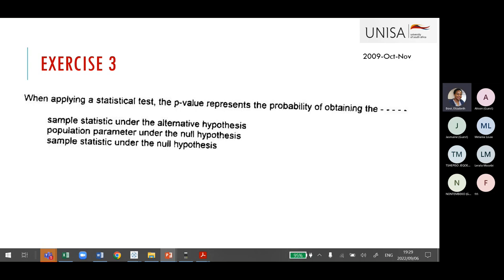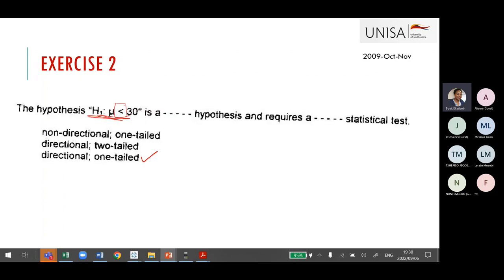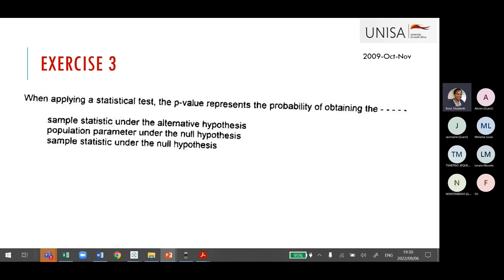And always remember how we state the null hypothesis. Do we use a sample statistic, or do we use a population parameter? What I mean by that is, when we state a hypothesis, is this a sample statistic or is this a population parameter? That will guide you in how you answer this question. Number two, population parameter under the null hypothesis. It will be the population parameter.